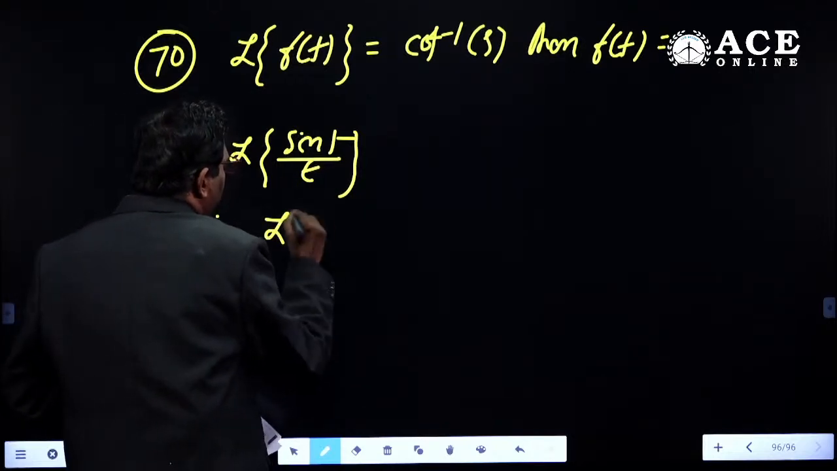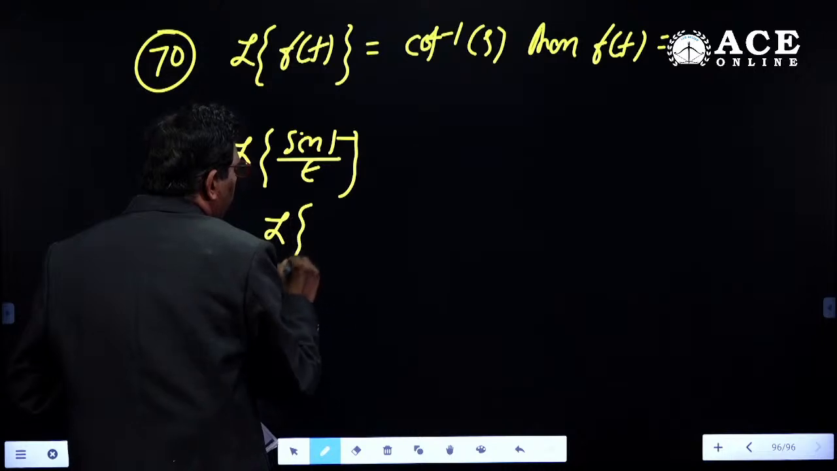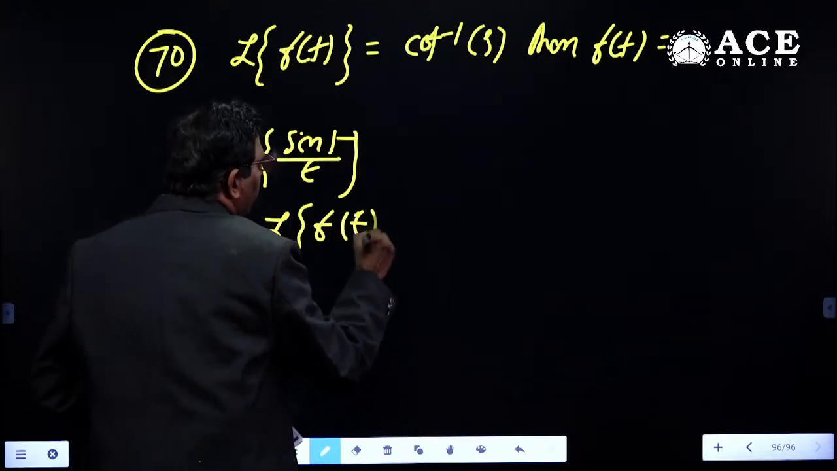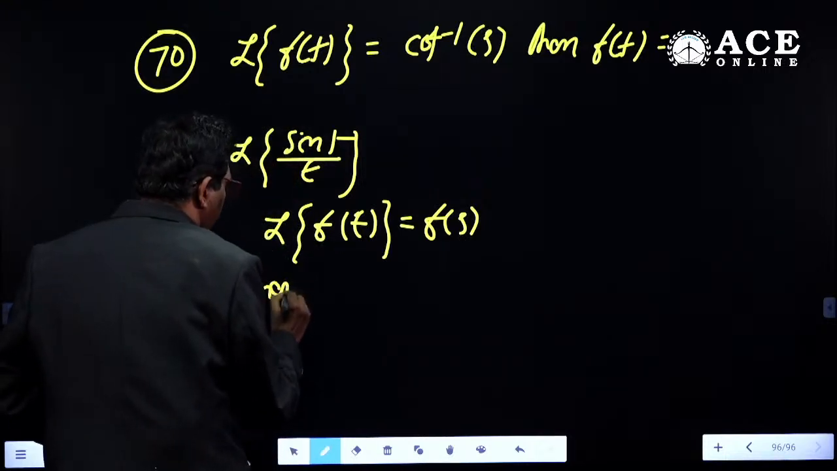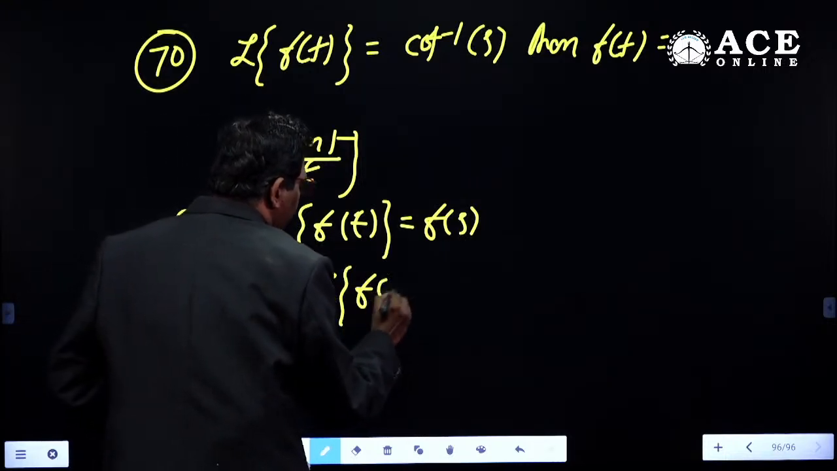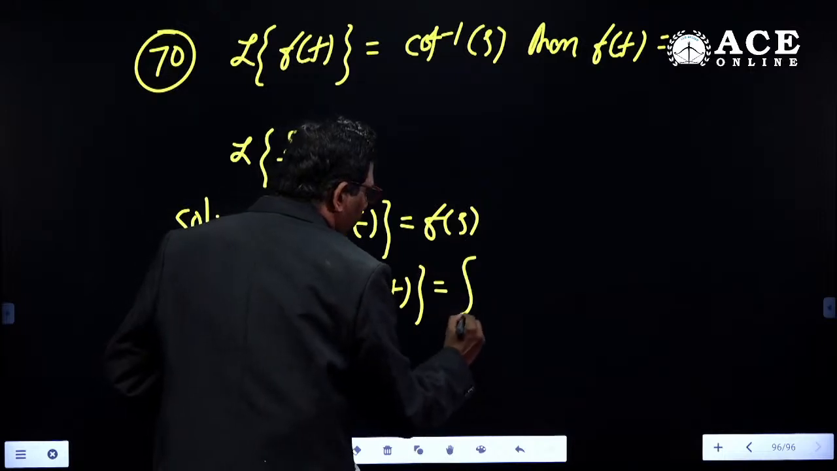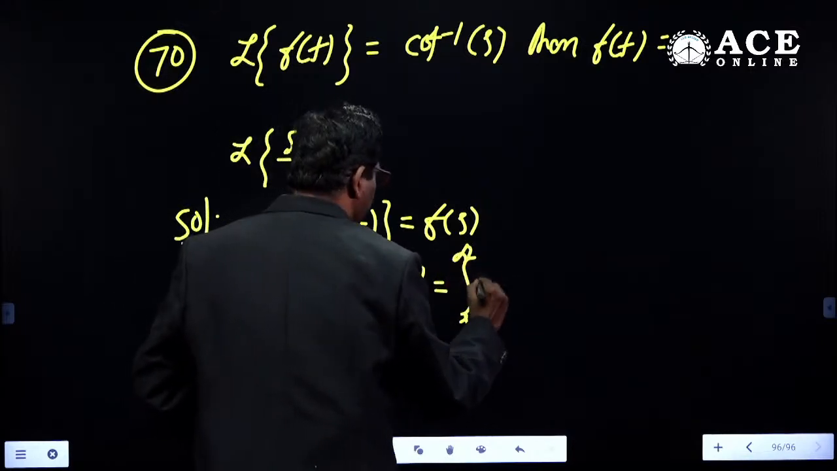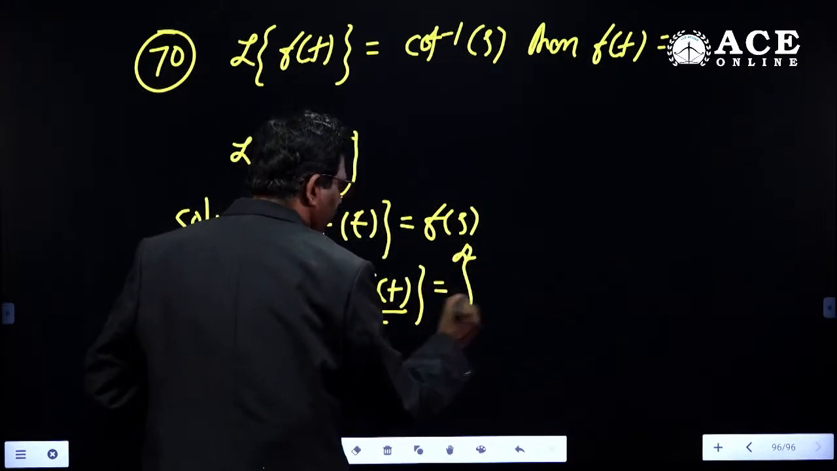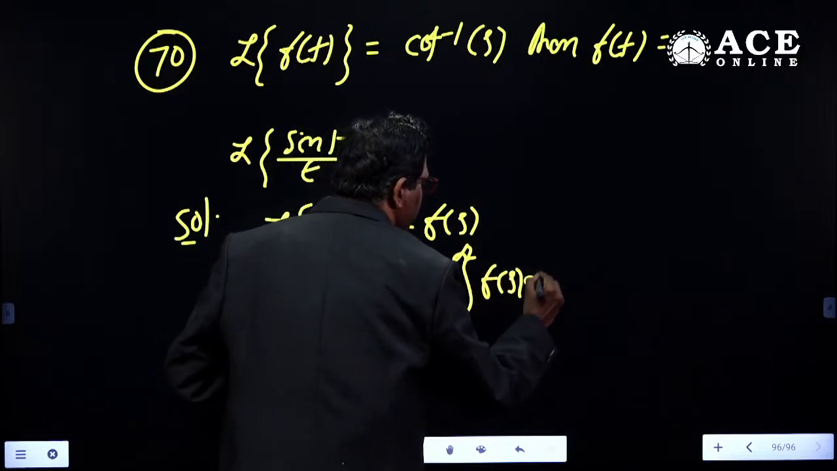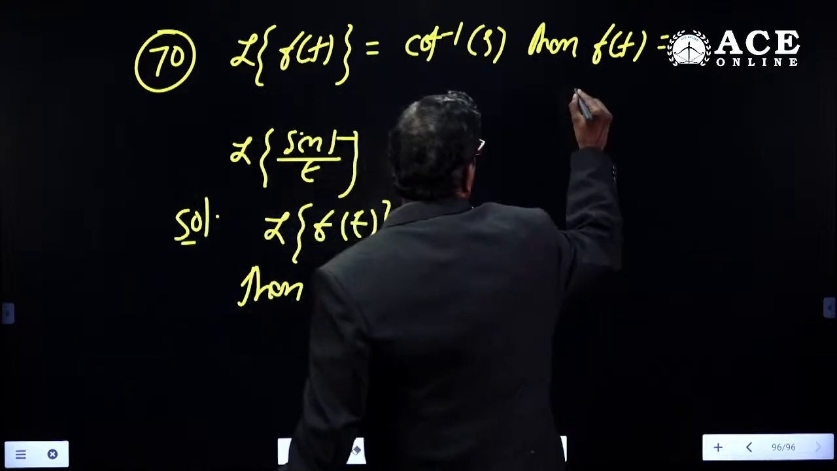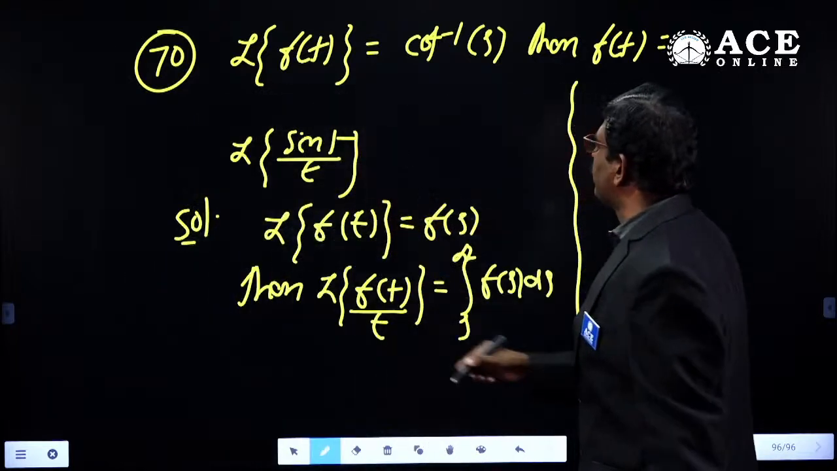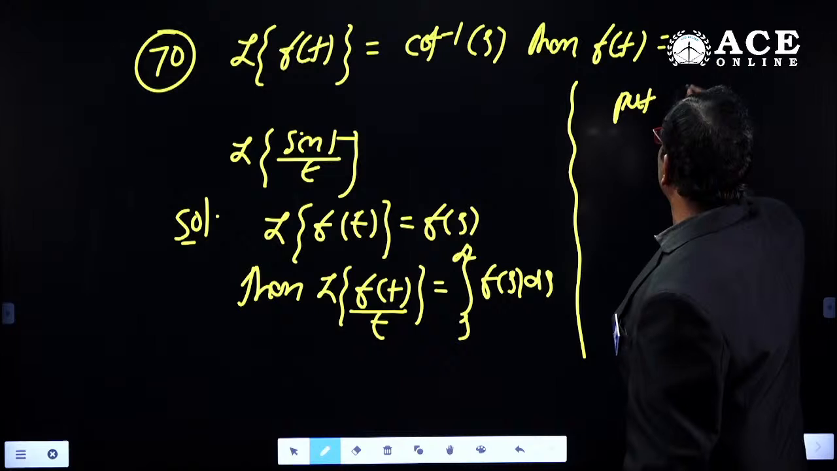Generally we know L of f of t is equal to F of s, then L of f of t by t is nothing but integral s to infinity F of s ds, you know. Okay, this application. What is the Laplace transform of sin t here? So, in place of f of t, put f of t is equal to sin t.